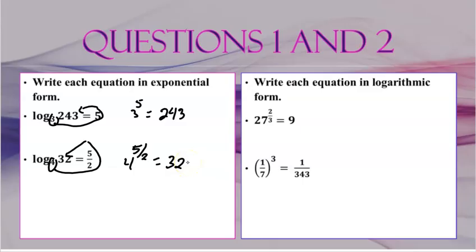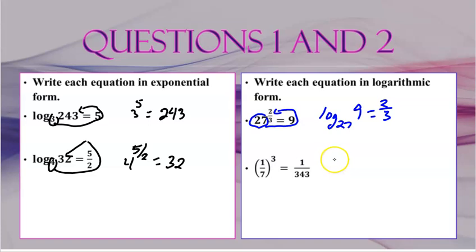Question 2, write each equation in logarithmic form. So here they're giving it to us in exponential form. So we do the same thing. We take the base, so that would be log base 27 of 9 is equal to our exponent of 2/3.